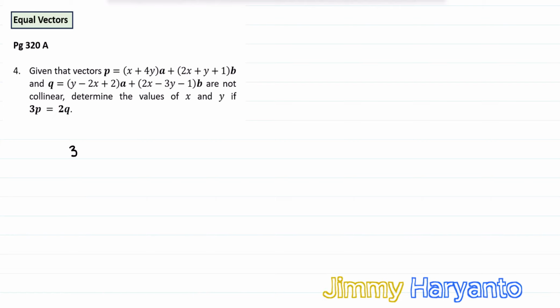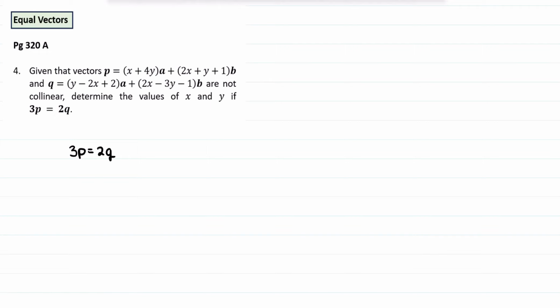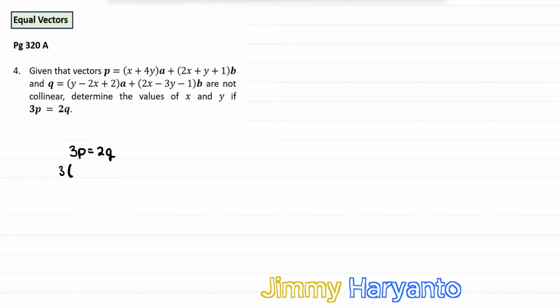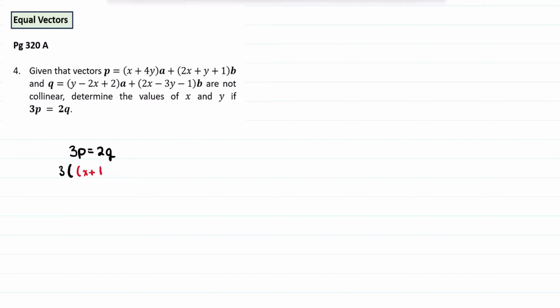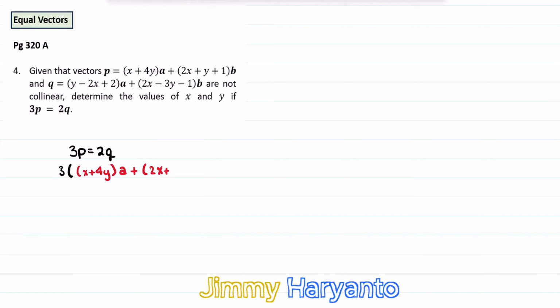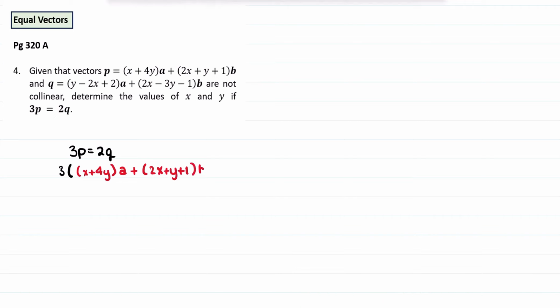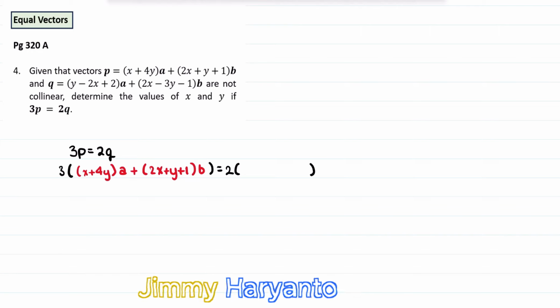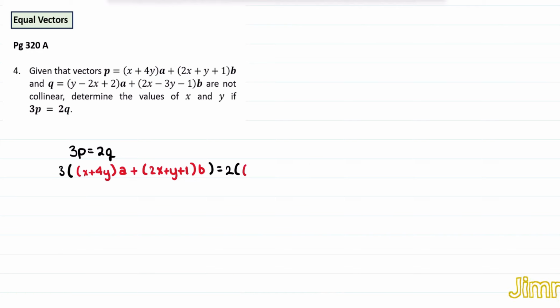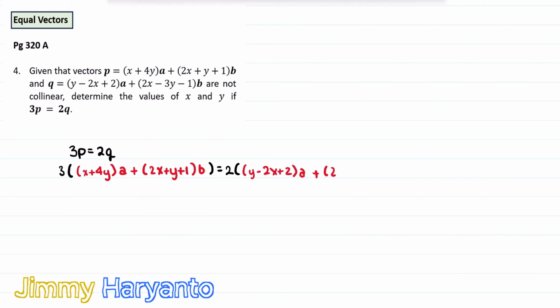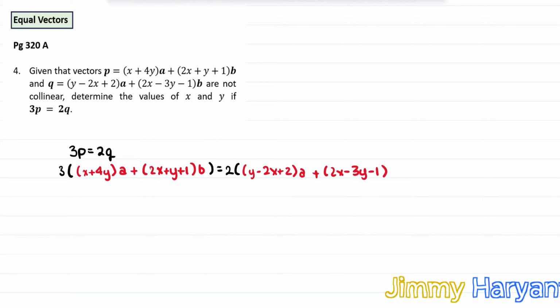So I can write it as 3p equals 2q, and then 3 times the p is (x + 4y)a + (2x + y + 1)b. Okay, so this is the 3p, and then the 2q will be (y - 2x + 2)a + (2x - 3y - 1)b. Okay, so this is the 3p and 2q.